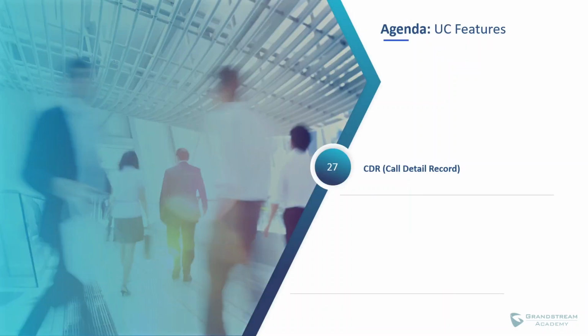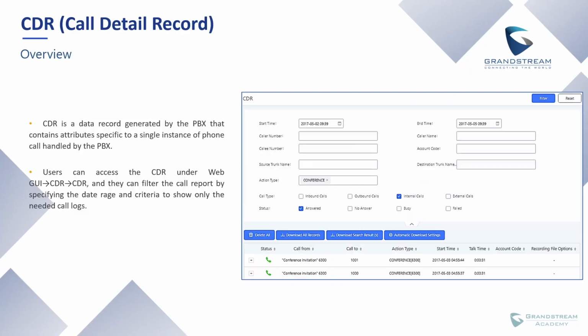And next, we're going to talk about CDR. CDR, or Call Detail Record, is a data record generated by the PBX that contains attributes specific to a single instance of a phone call handled by the PBX. It has several data fields to provide detailed description for the call, such as phone number of the calling party, phone number of the receiving party, start time, call duration, etc.